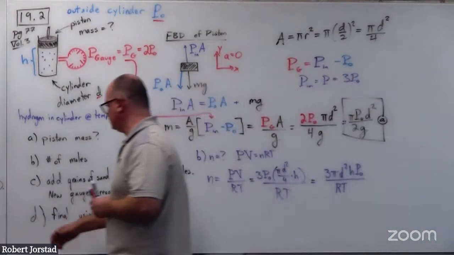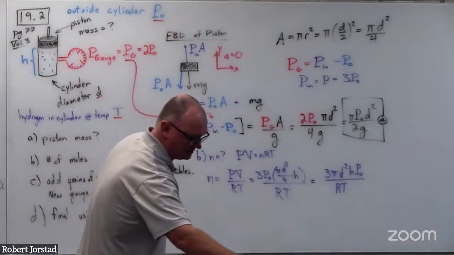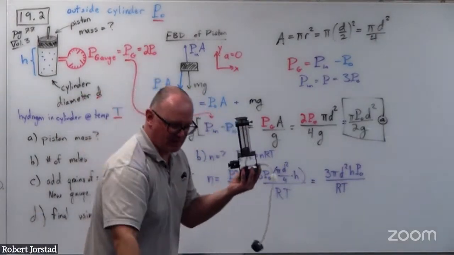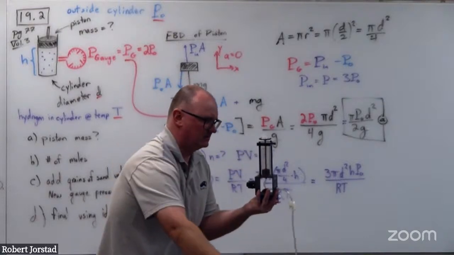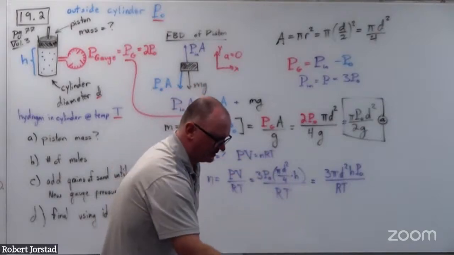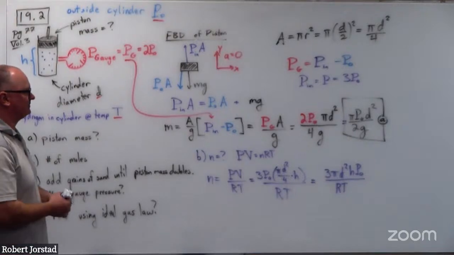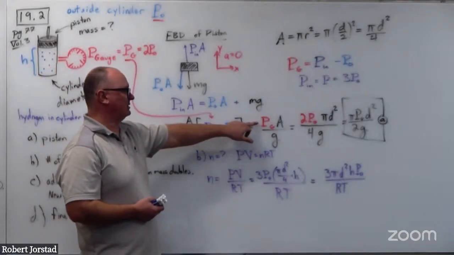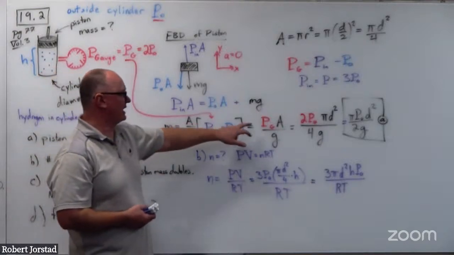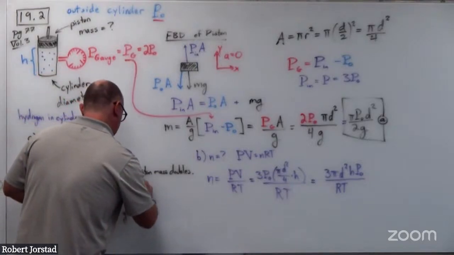All right, so now, let's say you add grains of sand until the piston mass doubles. So you've got this situation, and you're gradually adding some mass here until the piston mass doubles, all right? Now, when this happens, what would be the new gauge pressure? So here's where it gets a little bit sneaky. If we double the mass, notice the gauge pressure doubles because mass is directly correlated to gauge pressure, not absolute pressure. So the new gauge pressure would be 4 P naught.